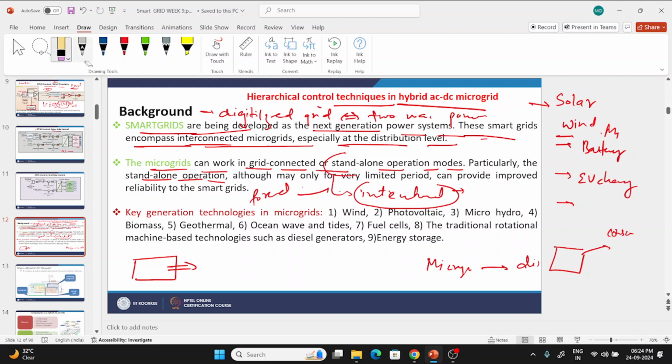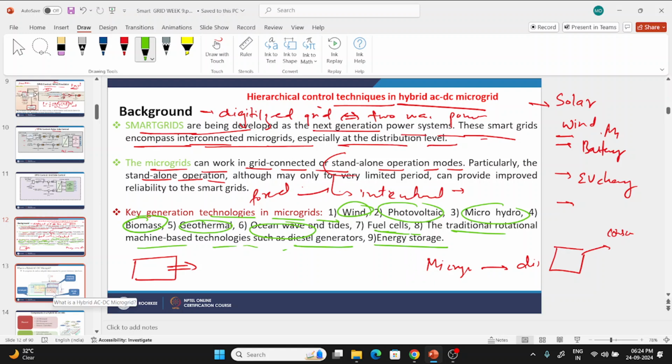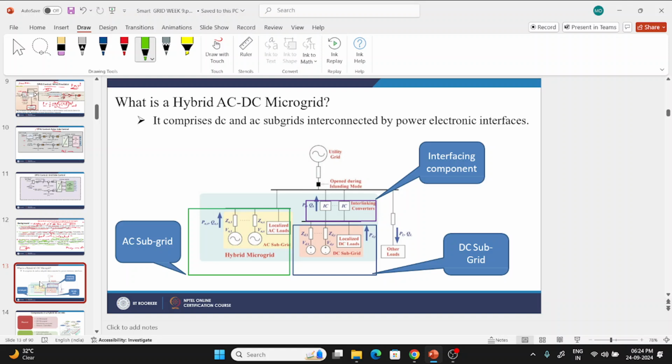And we already know that the key generations in microgrids are wind, photovoltaic, solar, micro hydro, biomass, geothermal, and ocean waste if the place is nearby the ocean. Fuel cells, and we also use traditional rotation-based technologies such as diesel generators, and energy storage. So these are also the key generation technologies in any microgrid.